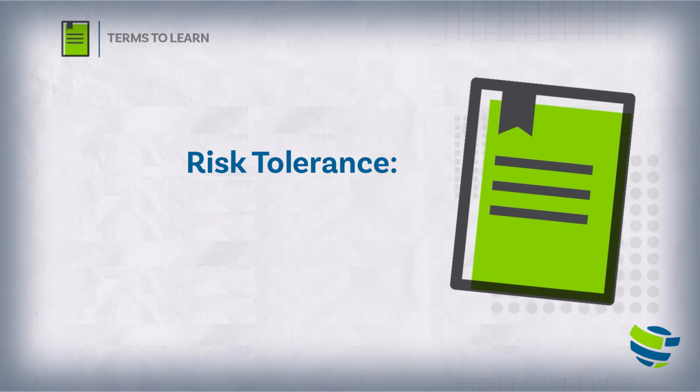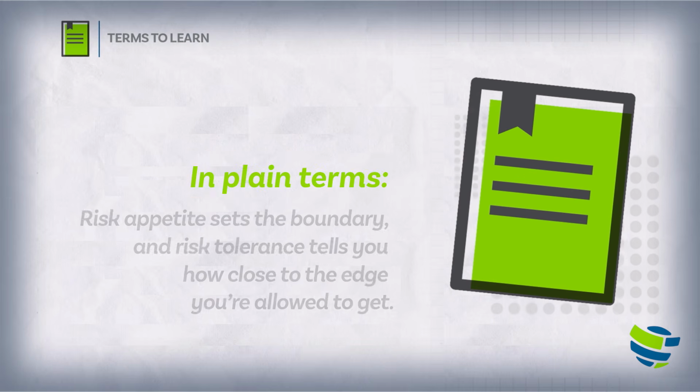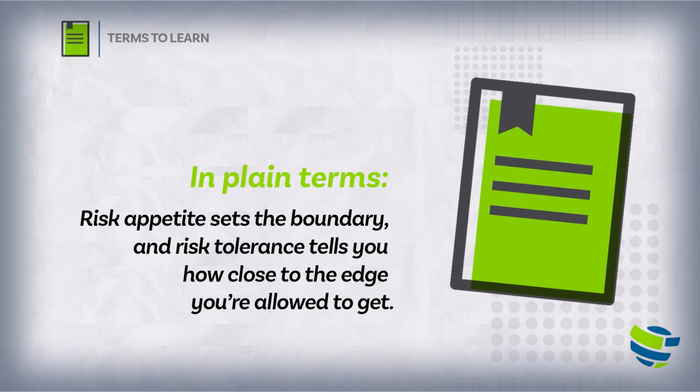The standards define risk tolerance as acceptable variations in performance related to achieving objectives. If risk appetite is the organization's general comfort level with risk, tolerance is more specific. It's the wiggle room. How much can actual performance vary from the plan before someone needs to escalate it? In plain terms, risk appetite sets the boundary, and risk tolerance tells you how close to the edge you're allowed to get. Internal auditors need to know both concepts because they help us evaluate whether management is operating within the limits the board has approved.